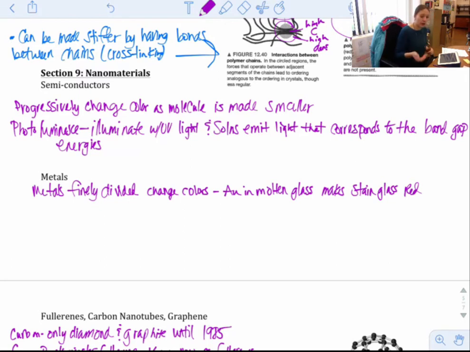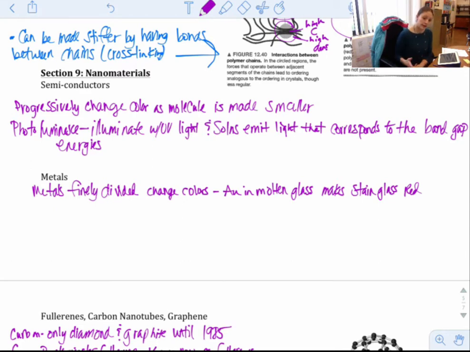We talked about nanomaterials and metals. It's kind of crazy when you have really finely divided metals. It'll actually change colors. If you put gold in molten glass, especially to make a stained glass window, that's going to make the stained glass window red. So gold is not normally red, but when you finely divide it, make a really fine powder, and put it in molten glass, it actually will make that glass red. So it's kind of neat when you have these really small, really finely divided particles.